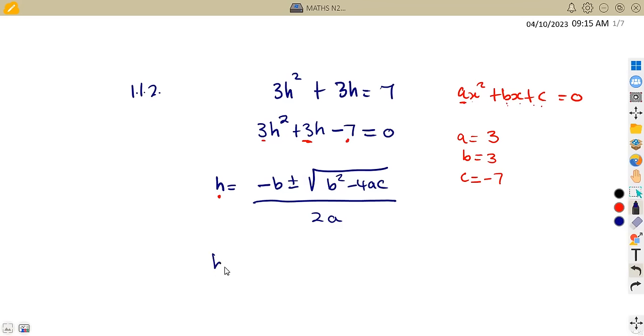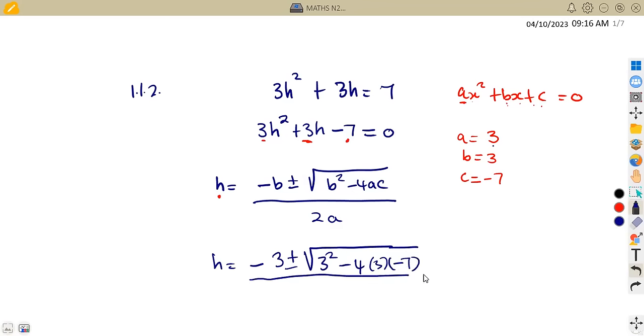So that means we can substitute our values: minus b, which is minus 3, plus or minus the square root of b squared, that's 3 squared, minus 4 times a, which is 3, so that's times 3, times our c, in this case, which is a negative 7. So everything is going to be over 2 times a, which is 2 times 3. That's our a in this case.